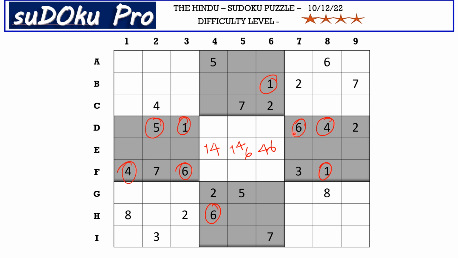Now you have this 5 blocking this entire row. So 5 can be only here. We have 5 in column 4 and 5 in column 5 blocking these two cells. So 5 goes here in F6. We have 7 here in F row blocking this row. So 7 has to be here. We have 7 here in column 5 and column 6 blocking these two cells. So D4 takes 7.